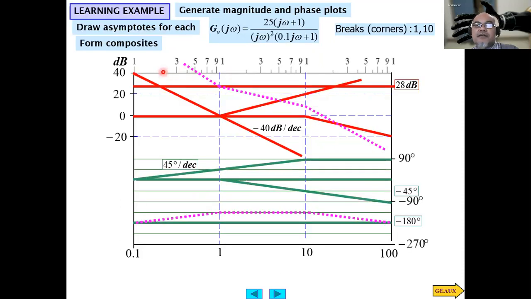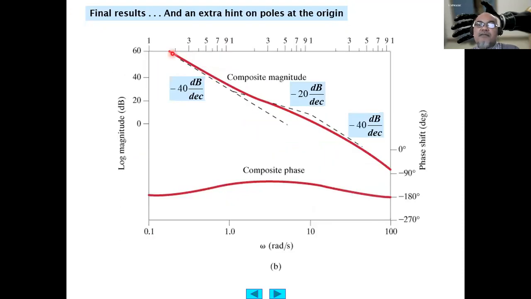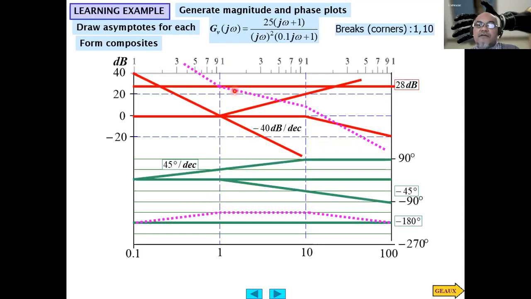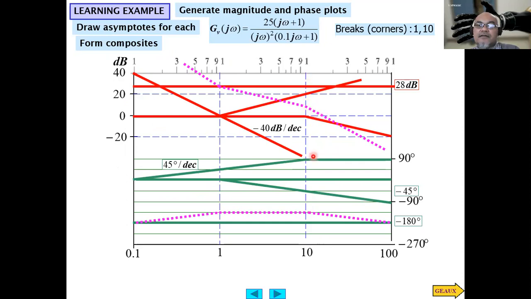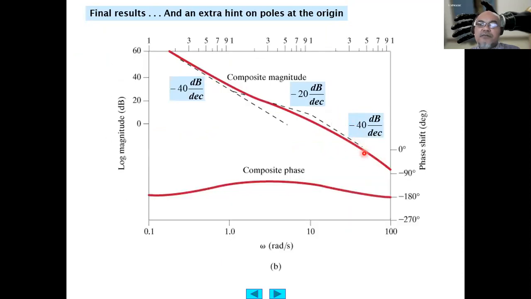So initially, here it decreases by minus 40 decibel per decade. Then having a corner frequency here at 1 radian per second, it decreases by 20 decibel per decade. After that, at 10 radian per second, another corner or break frequency, it decreases then by minus 40 decibel per decade.